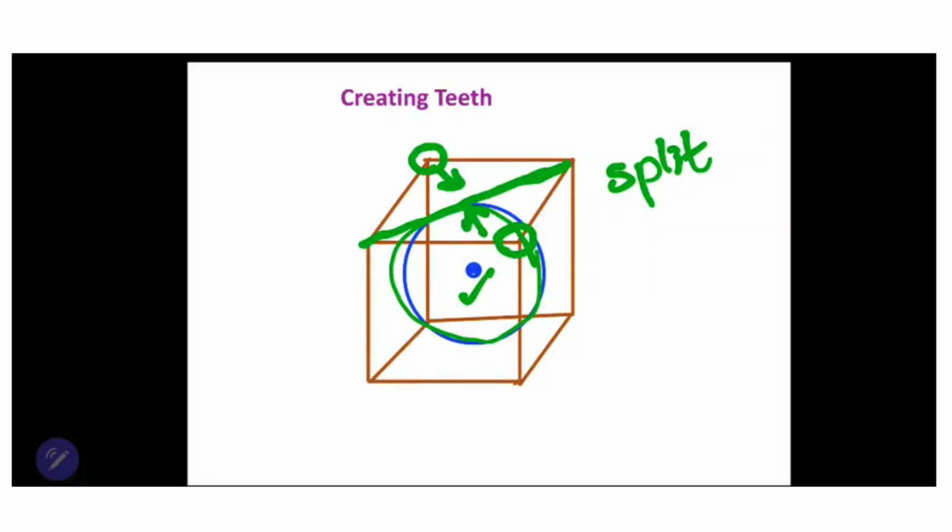We will be discussing how the teeth are created later. So this method of creating the force cube is also very important for the other creations.